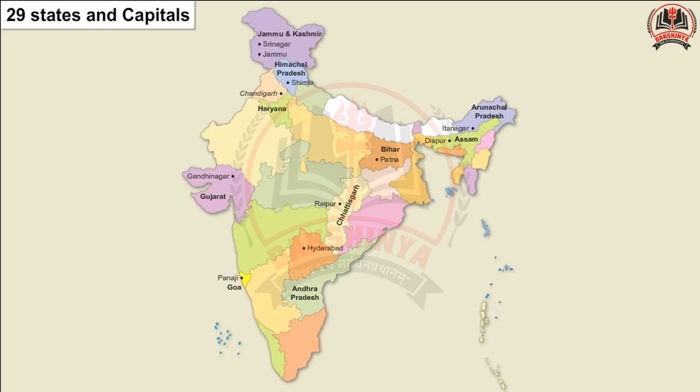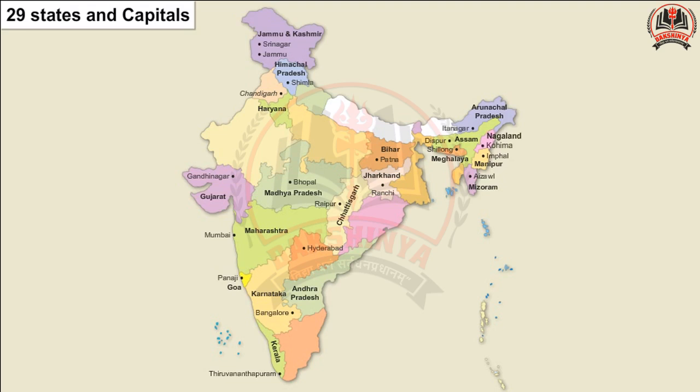10. Jammu and Kashmir, Srinagar, summer; Jammu, winter. 11. Jharkhand, Ranchi. 12. Karnataka, Bangalore. 13. Kerala, Thiruvananthapuram. 14. Madhya Pradesh, Bhopal. 15. Maharashtra, Mumbai. 16. Manipur, Imphal. 17. Meghalaya, Shillong. 18. Mizoram, Aizawl. 19. Nagaland, Kohima. 20. Odisha, Bhubaneswar. 21. Punjab, Chandigarh.